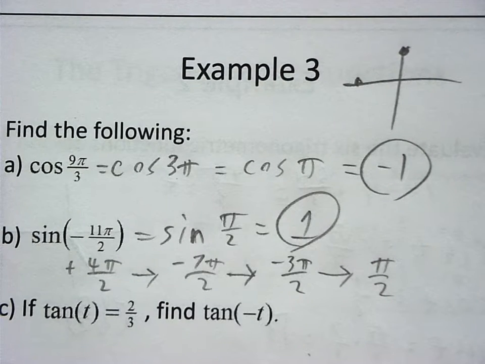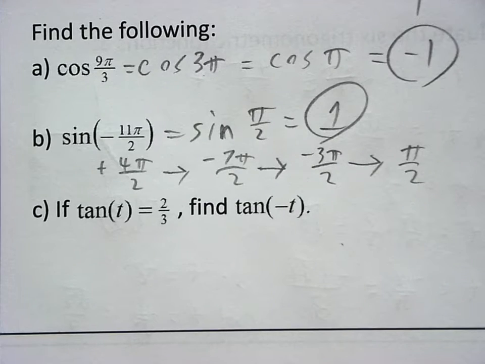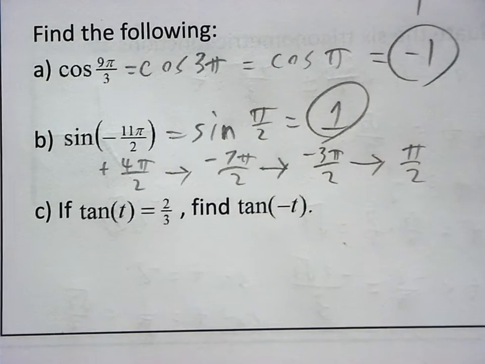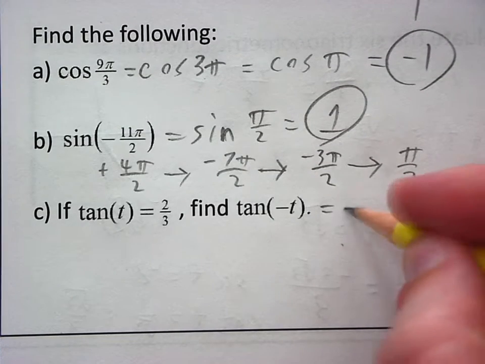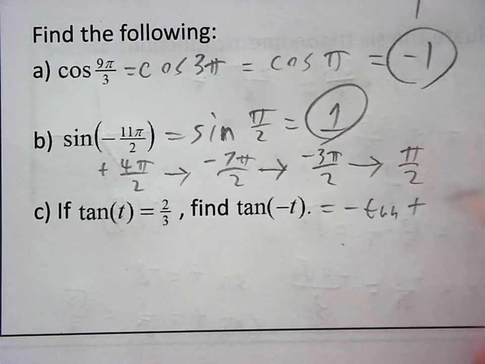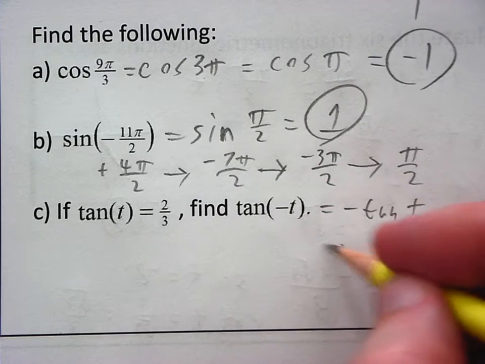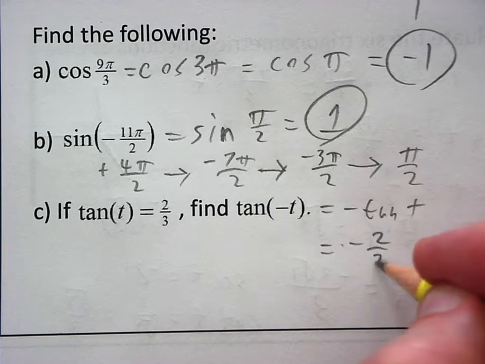Okay, looking at the even and odd stuff, tangent was odd. So if I'm doing tangent of negative t, it's going to follow those odd properties where it's equal to negative tangent of t. And if I know tangent of t is 2/3, that means this is going to be negative 2/3.